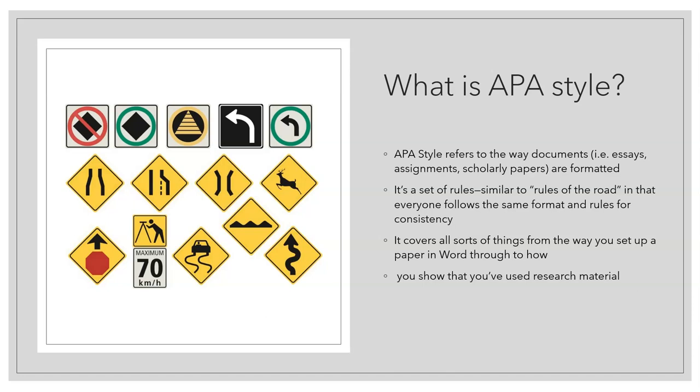So it's a bibliographic format. It identifies different rules that you have to follow for formatting and different rules that you have to follow for the way that you show that you've used information. It covers all sorts of things, from the way you set up a paper in Word through to how to show that you've used some research material. And we're going to cover all of this over the next 2 weeks.